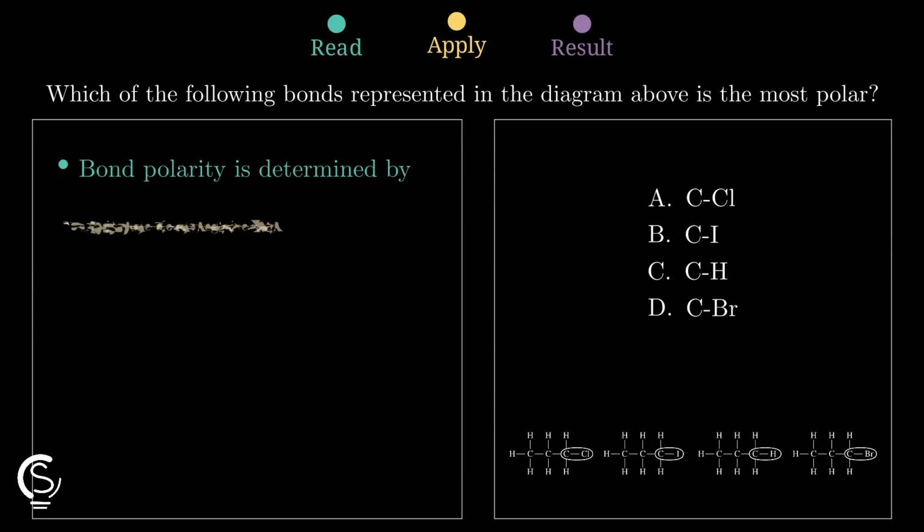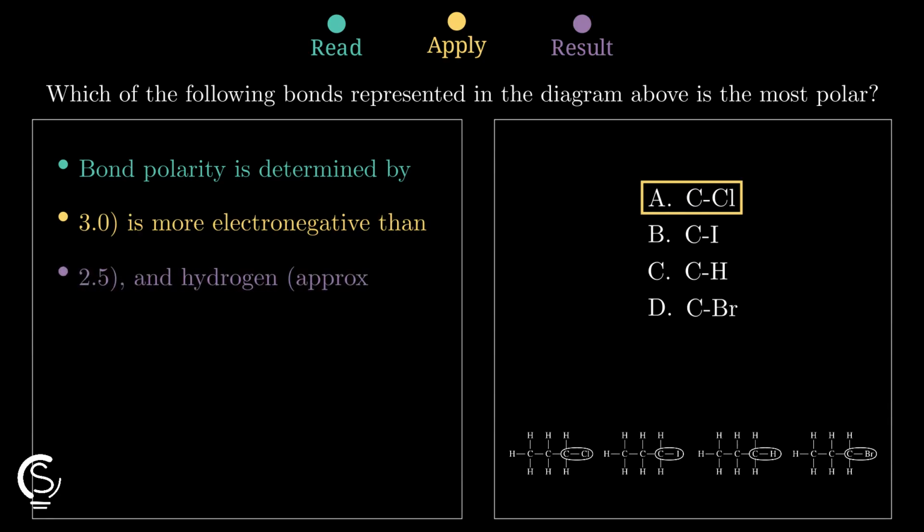Carbon is 2.5 and hydrogen is 2.1. Since chlorine is the most electronegative, option A is our clear winner. Let's go!